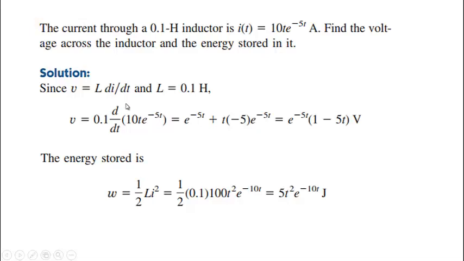So v = L di/dt. L is equal to 0.1, so that is 0.1 times d/dt of this. It comes out to be this. This is the value of the voltage across the inductor. The energy stored is 1/2 L i squared. L is this, i is this squared. It comes out to be 5t squared e^(-10t). This will also be a function of time.